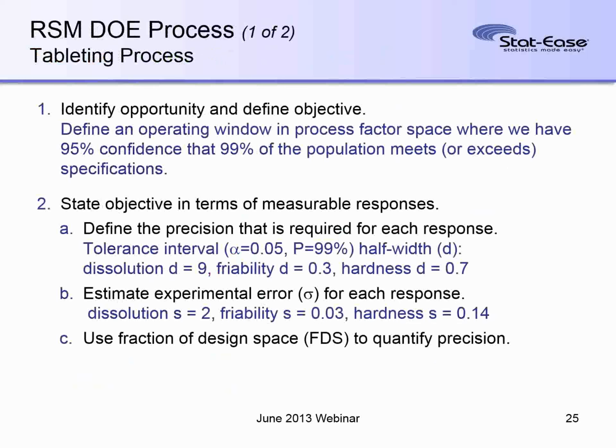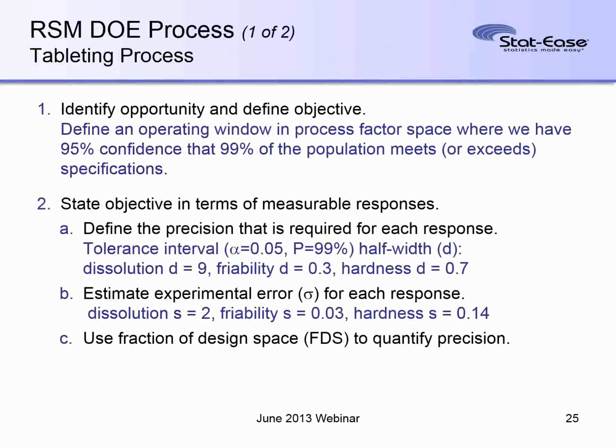To do this, we need to define how wide, how uncertain we can tolerate our tolerance interval to be. This takes a little bit of work to figure out. There's no real smooth guideline for doing it, but I can tell you can't go too small because if you do, there's no design that can meet your requirements.